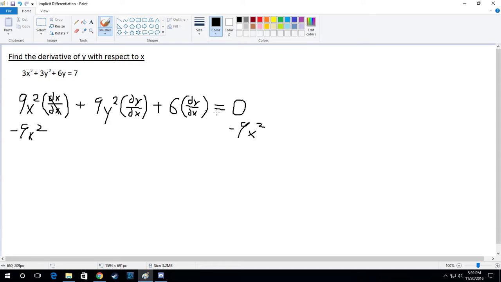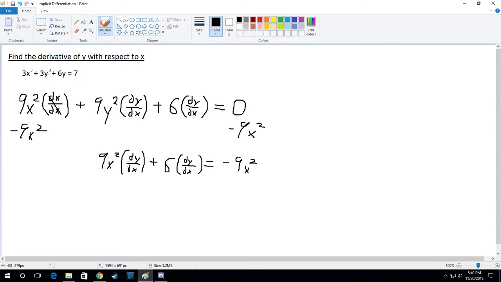and get this equal to 9x squared dy dx plus 6 dy dx equals negative 9x squared, just like that.